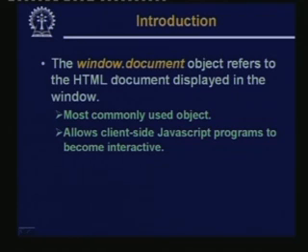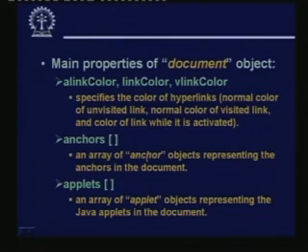So, this is what I have said, window.document is the HTML document being displayed. This is most commonly used along with window, and it is due to this document object and the methods and attributes available under it that client-side JavaScript scripts help in designing interactive web pages. Since you are able to manipulate the document, it helps you in making the pages interactive in a number of different ways. Let us see some of the properties and methods.